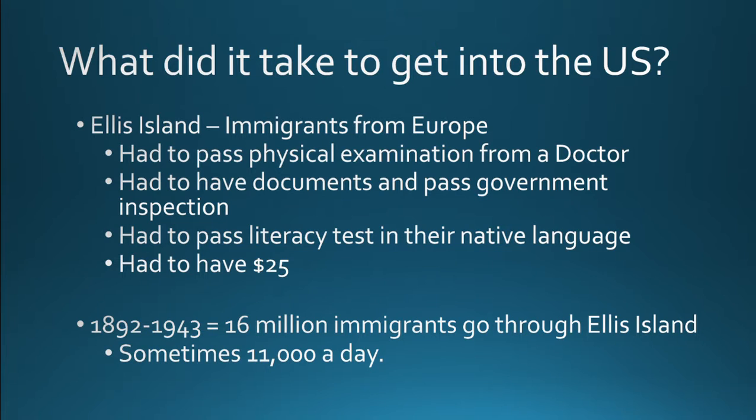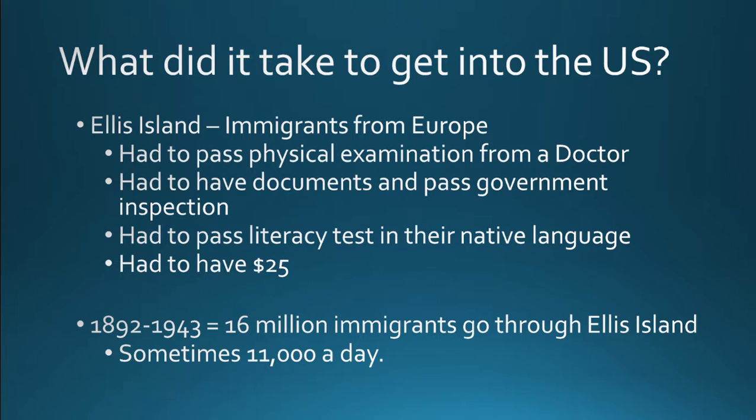What did it take to actually get into the United States? Well, it was pretty simple. Ellis Island, make sure you star that, underline that. Those are all the immigrants coming from Europe. So the vast majority, 90% of all of our immigrants at the turn of the 20th century are coming from Europe. Okay? They had a very small list of what you had to do. You had to pass a physical examination.